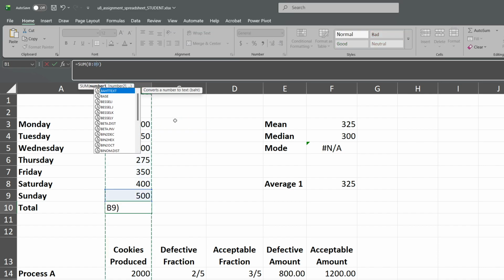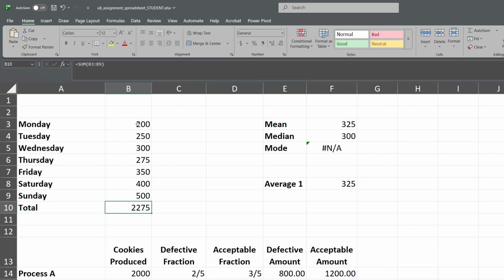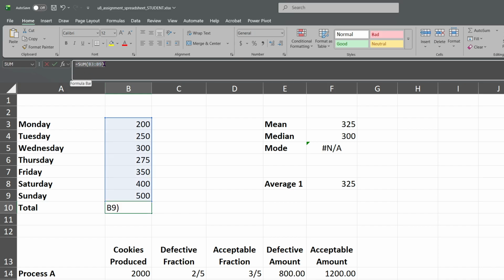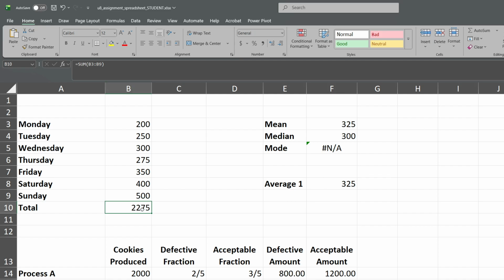So what we have is B3. Here's column B. Here's row 3. So B3. Here's B9. And so when we check this here, we get equals sum B3. We use the colon to show a range to B9. That's how I did this here.